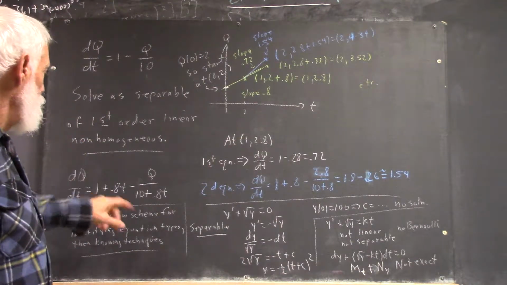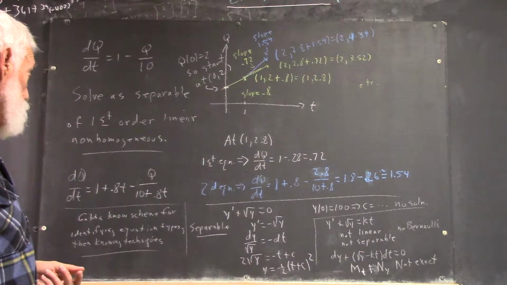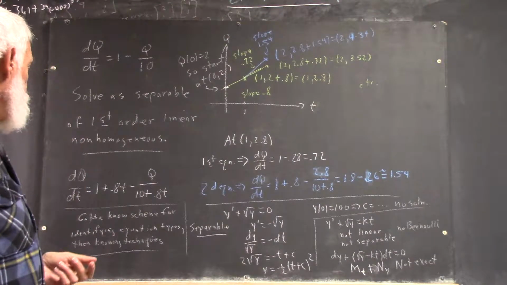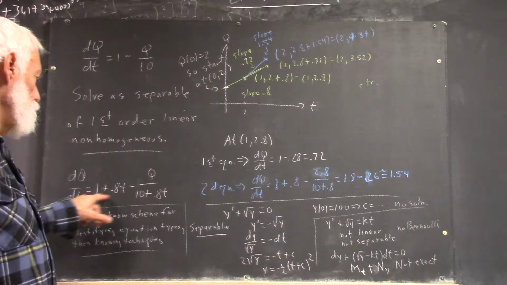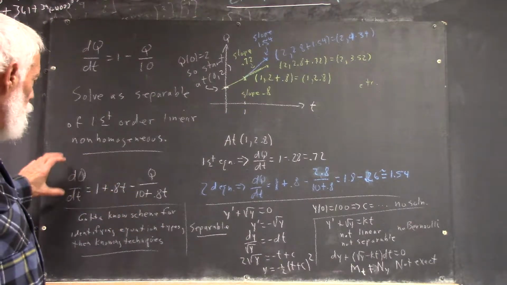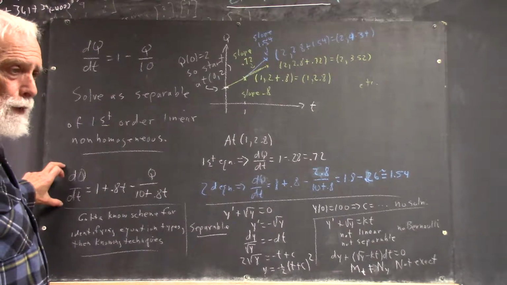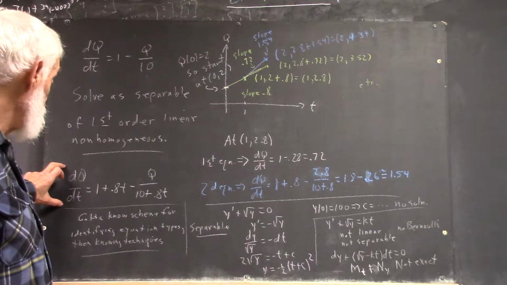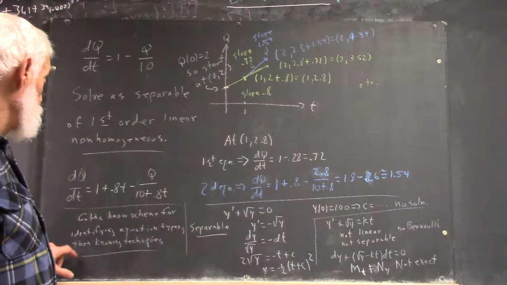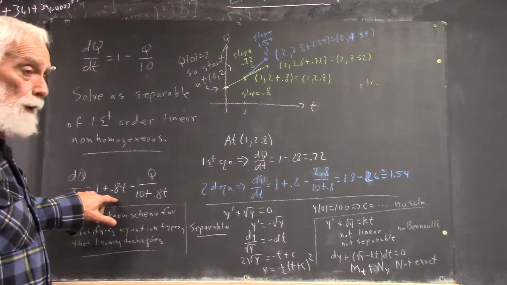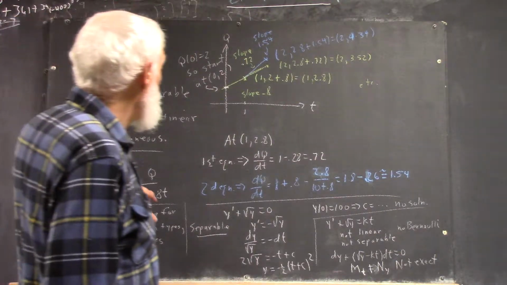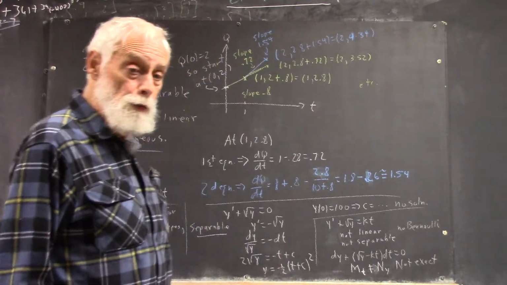This equation is more resistant to being solved because it's not separable. If we go through all the techniques we have, I don't think we're going to find one that's going to work for this equation. Okay? You've got to know the scheme for identifying equation types, knowing the techniques. In this case, as the instructions told you, go to a numerical solution.